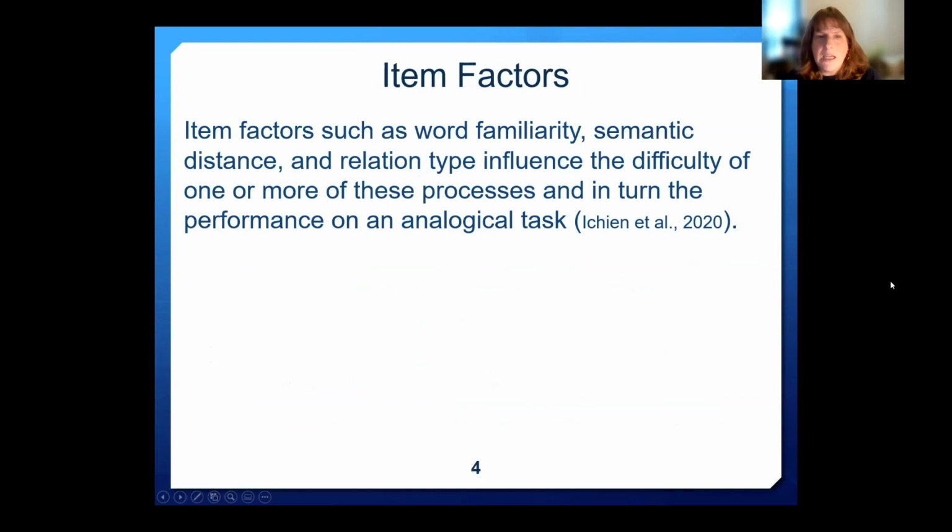In a recent study that examined item factors, they found that ones like word familiarity, semantic distance, and relation type influence the difficulty of one or more of these processes, and in turn, the performance on an analogical task. And this study looked at several data sets of analogies, including some from those in this room. I think they looked at one of your data sets, Matt.